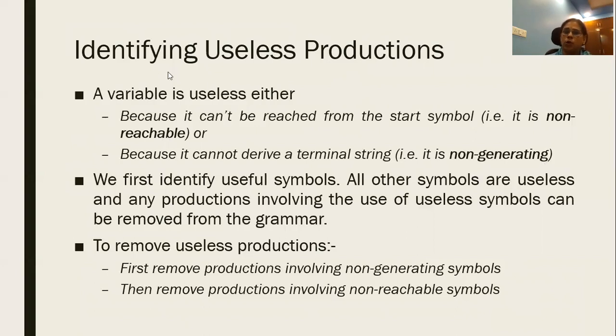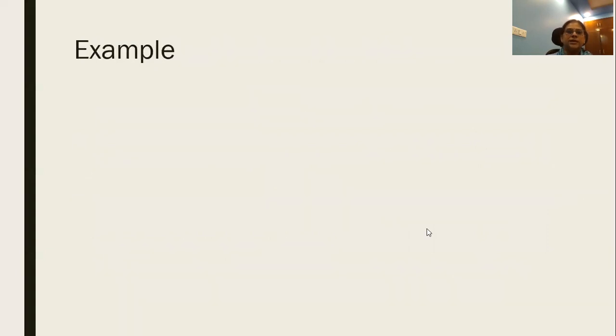So how do we go about identifying useless variables? We identify useless variables by first identifying all the useful variables, and all the other symbols are then useless. After that, we remove all the productions which involve the use of these useless variables. Now, to remove useless productions, you must first remove productions involving non-generating symbols, then remove productions involving non-reachable symbols. So let us see an example.